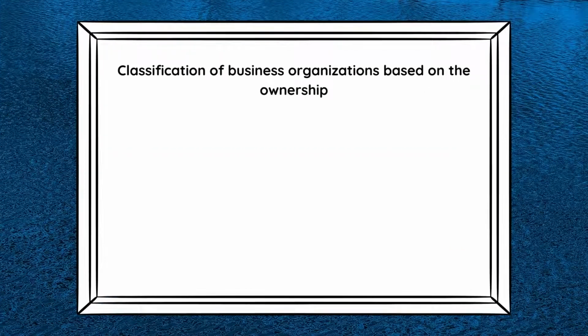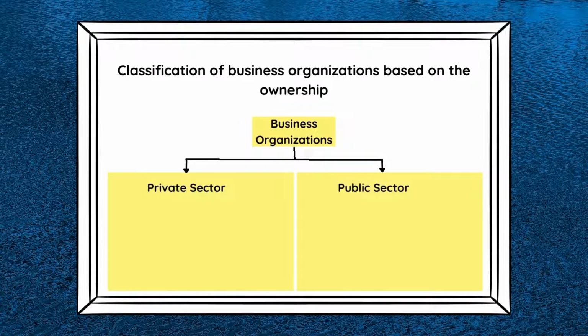The owners are the individuals who provide funds for the business and assume risks by being involved in it. The owners enjoy the profits earned by the business and bear the losses of the business as well. Accordingly, business organizations can be categorized as private sector business organizations and public sector business organizations.